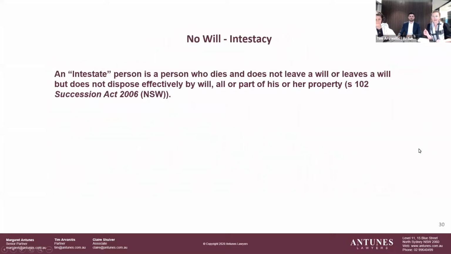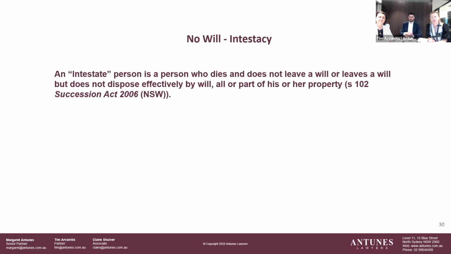And then the next slide. Margaret touched a little bit on not having a will and the issues around not having a will. But if you die without a will, it's called intestacy. An intestate person is a person who dies without a will, or leaves a will but doesn't actually dispose of anything effectively. So you just die without a will, and we call that an intestate estate.